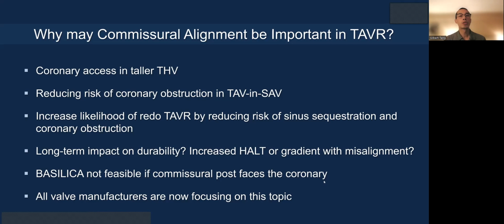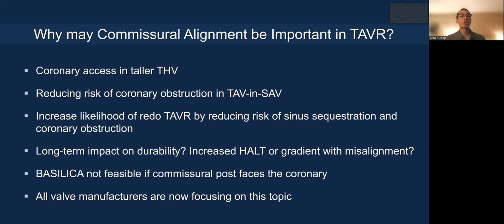Now, why may commissural alignment be important in TAVR? First of all, it eases coronary access, especially in taller valves. It reduces coronary obstruction in TAVR in SAF. It also increases the chance of redo-TAVR by reducing the risk of sinus sequestration or coronary obstruction.